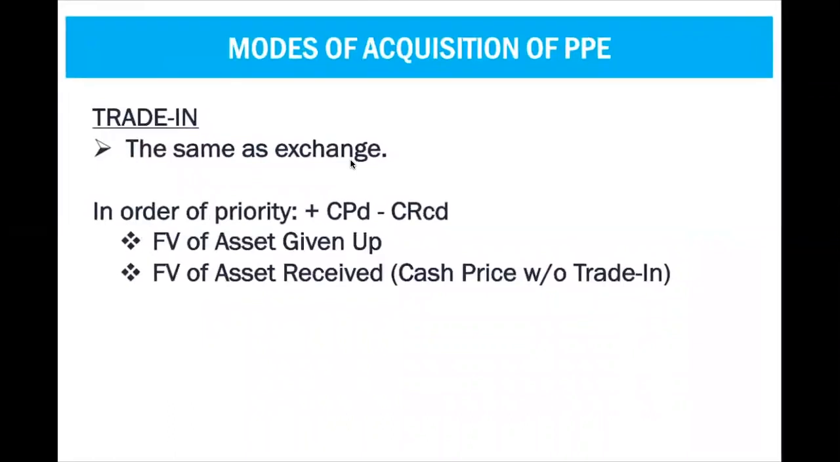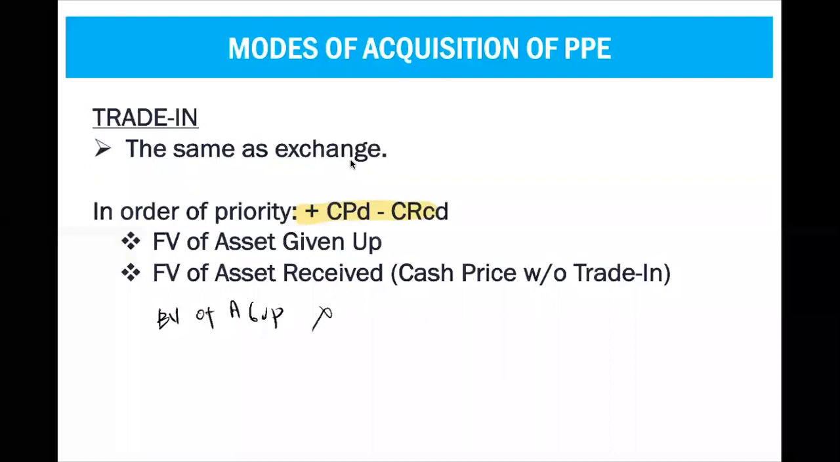Another mode of acquisition of PPE is your trade-in. This is almost the same with exchange. But with trade-in, normally this is present with your small amount of assets. For example, cellphone, hindi ko alam kung applicable pa rin yung trade-in ng cellphone ngayon. Di ba? Pag trade-in, ibibigay mo yung property, tas may cash payment ka rin. So it's still the same effect, plus cash payment, less cash received. Pero ang importante na dito, hindi na natin kukunin yung book value of asset given up. So, tinanggal na yung asset given up dito sa trade-in.